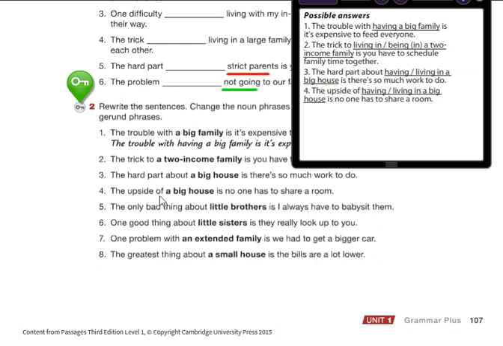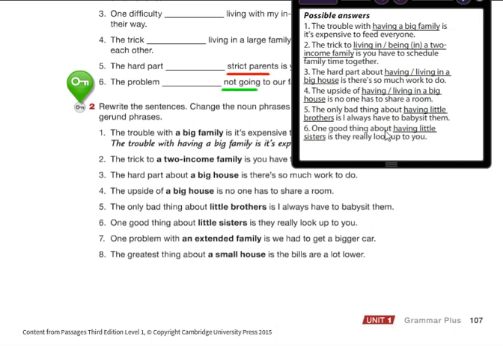So here once again, the upside of, so it says the good thing about a big house, then of having, no, we can use of having, of living. Okay, there are many verbs that you can use actually. Well, not too many, but you have 2 verbs at least. Number 5, it's the only bad thing about little brothers is I always have to babysit them. So the only bad thing about having little brothers is I always have to babysit them. Number 6, one good thing about little sisters is that they really look up to you. So one good thing about having little sisters is that they really look up to you.